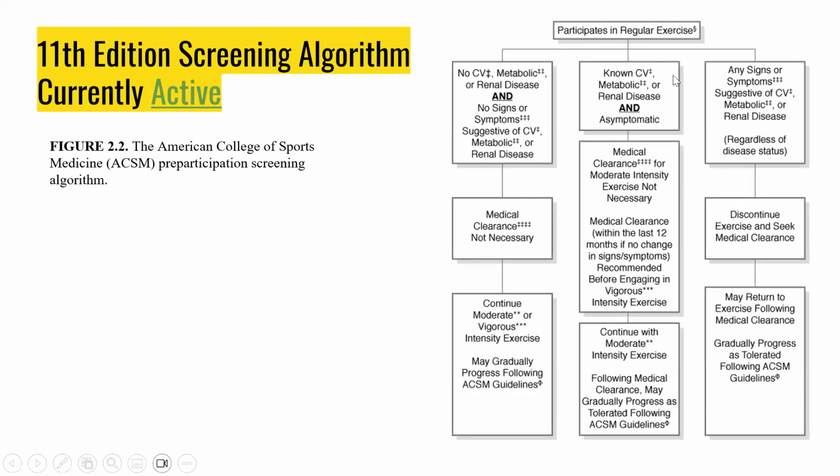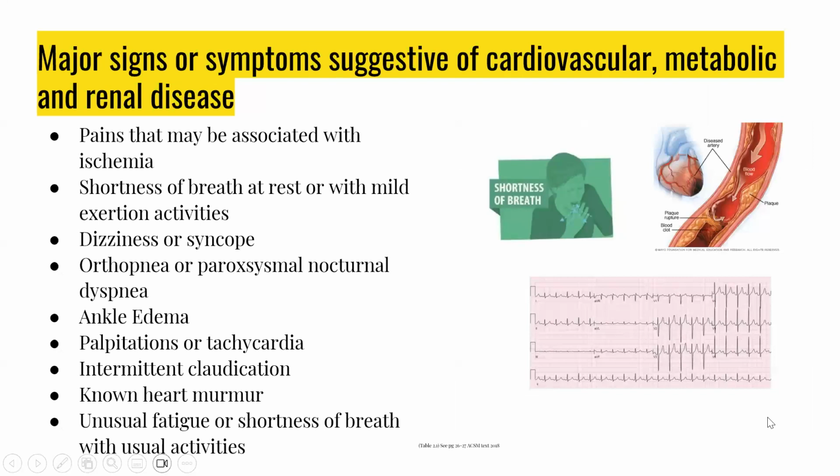The same thing if someone is a regular exerciser and there are signs and symptoms, you must discontinue exercise and seek medical clearance. And then they may return to exercise following that medical clearance and gradually progress from there. So now let's talk about those things, the major signs and symptoms suggestive of cardiovascular, metabolic, and renal disease.